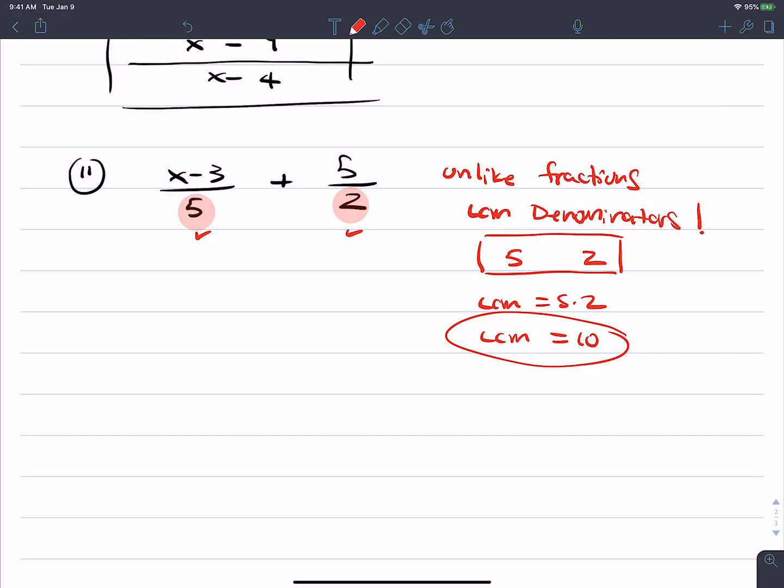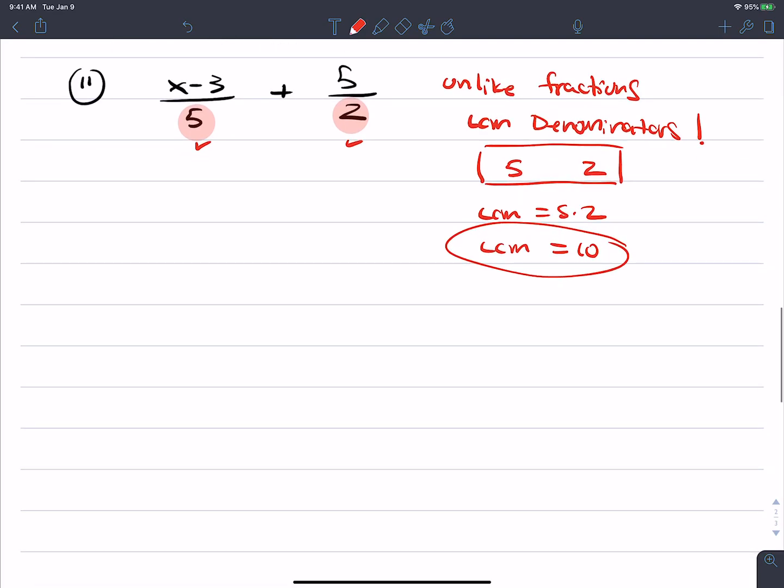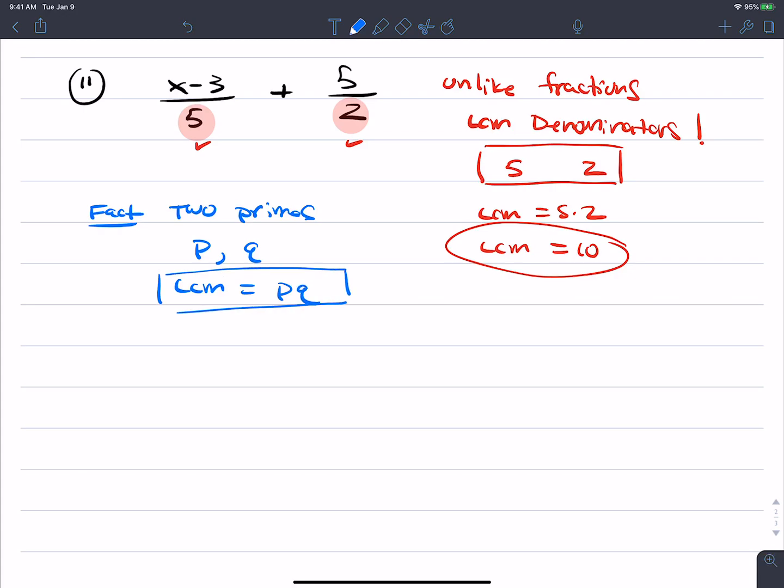Now, I want to note again from our past, we can give you a fact here: if I have two primes, or two terms that are not factorable, we'll call them P and Q, the LCM will be simply the product of those two. Okay, we've seen that before, and we've just seen it right now. So we're going to use this in our future.